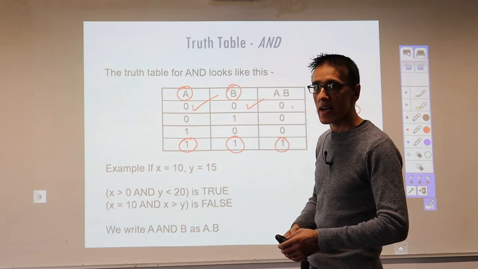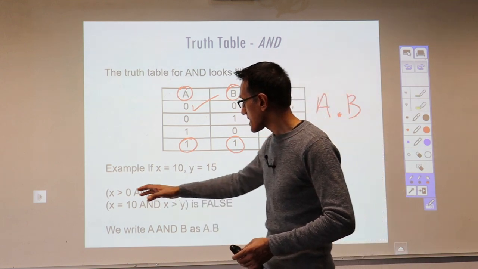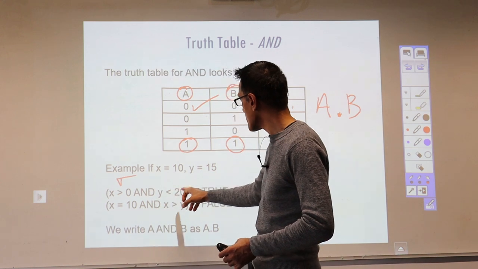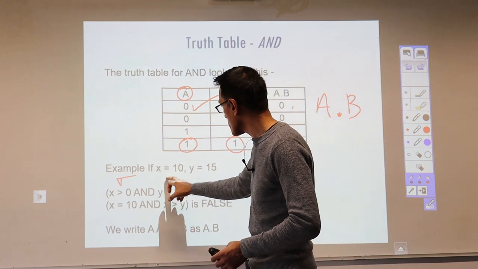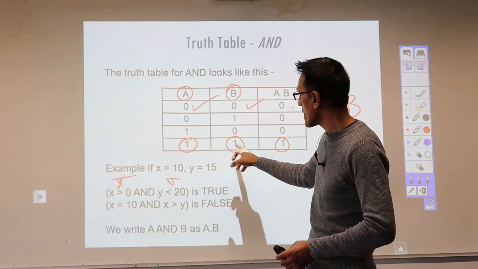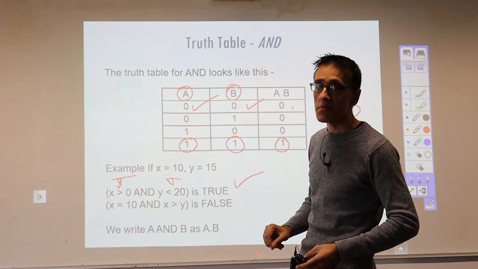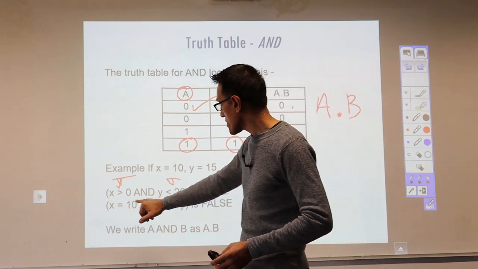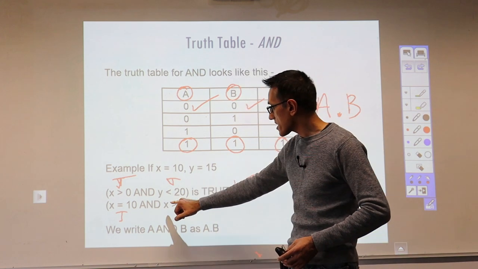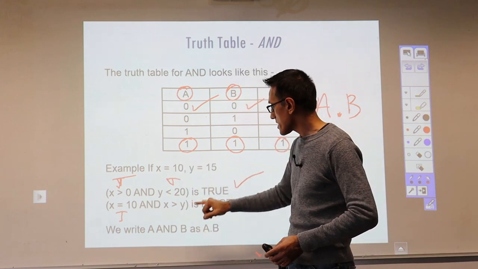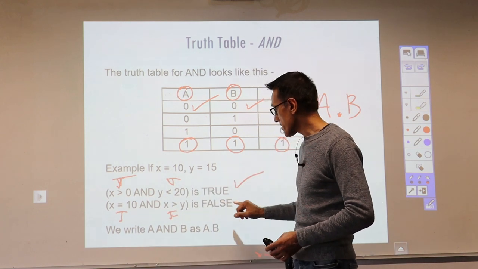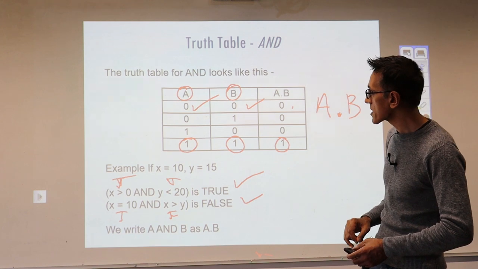So again, here's an example. If x is 10 and y is 15, x greater than 0, yes, that's true, x is 10. And y less than 20? Yes, that is true as well. So both inputs are true, true and true, one and one. Therefore, the output becomes true. The second expression here, x equals 10. Yes, that is true. X greater than y? This time, this part is false. True and a false. Therefore, the output is false as well.